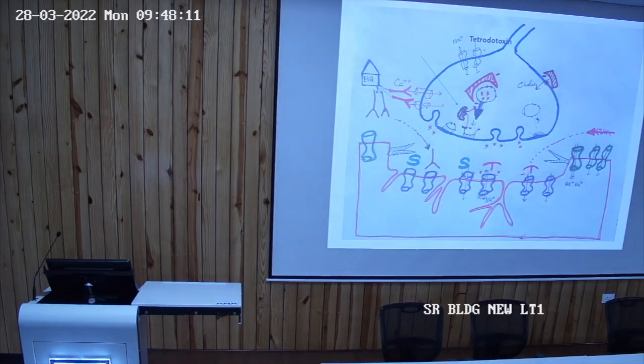Then these choline transporters may be blocked. The choline transporters can be blocked by a drug called hemicholine. So this is another presynaptic blockage.